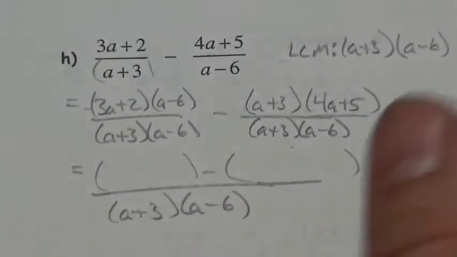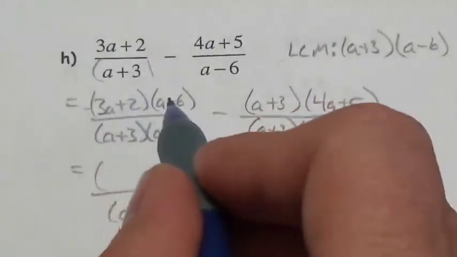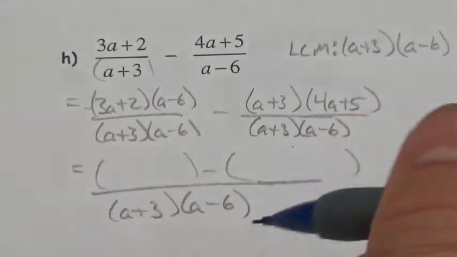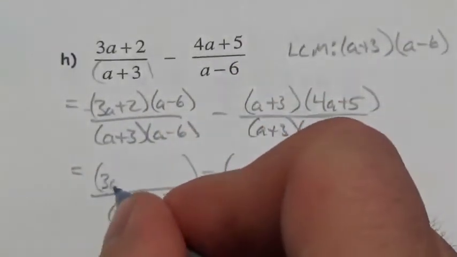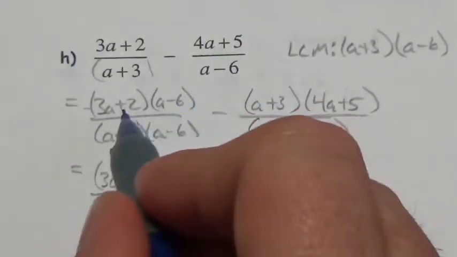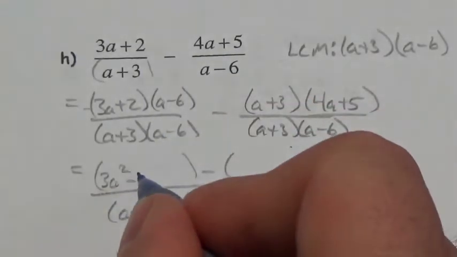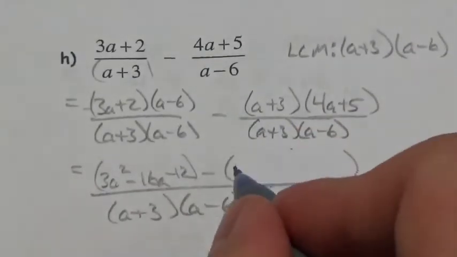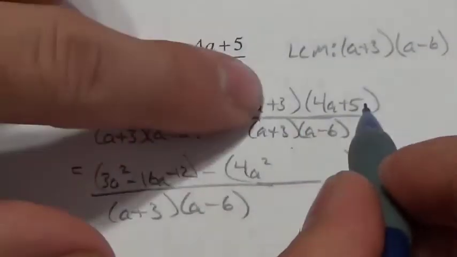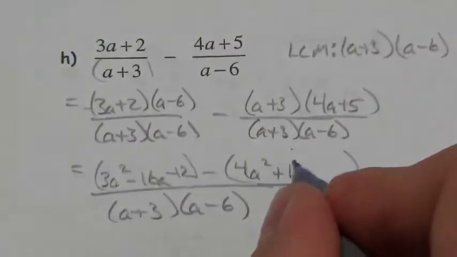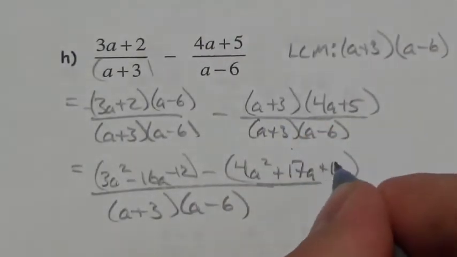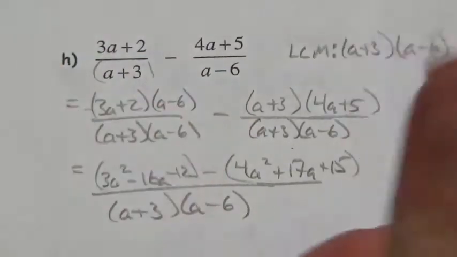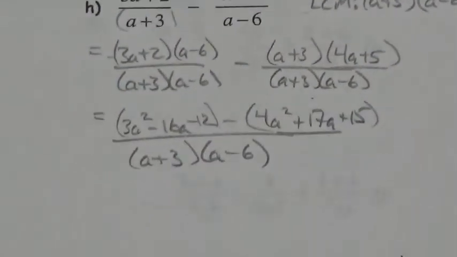is a little bit problematic, or at least it can be for some people. So what I'm going to do is the multiplication here very clearly before I do the subtraction. So this will become 3a squared minus 18 plus 2, it's going to be minus 16a minus 12. This is going to become 4a squared plus 5a plus 12a is going to be plus 17a plus 15. So notice I've done the multiplication. Now I'm going to do the subtraction.